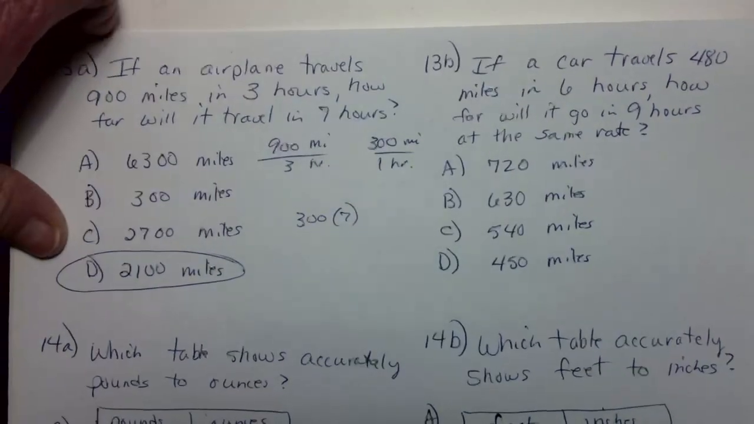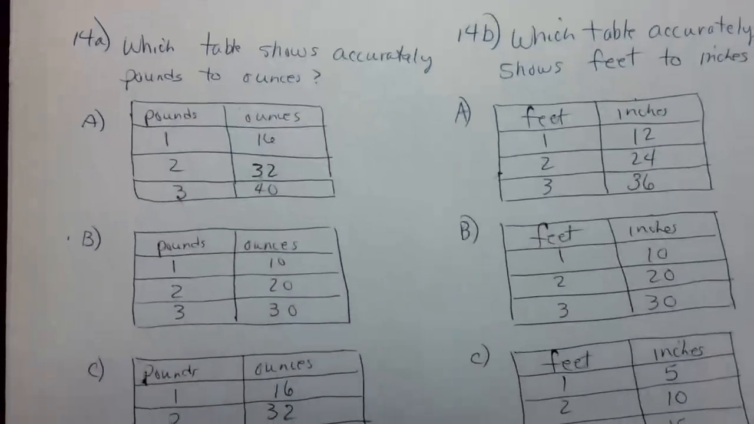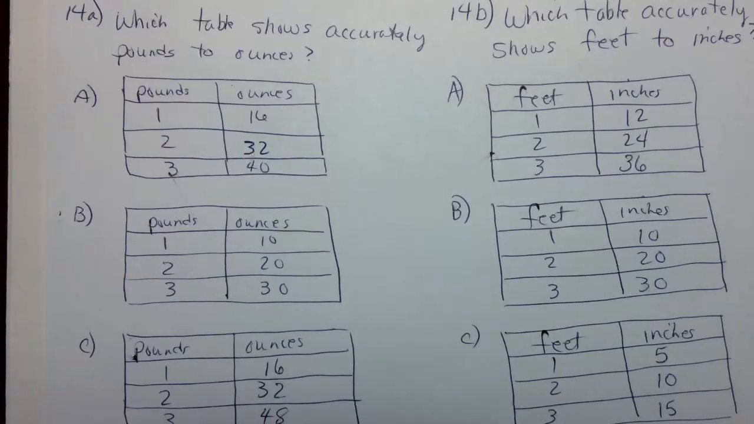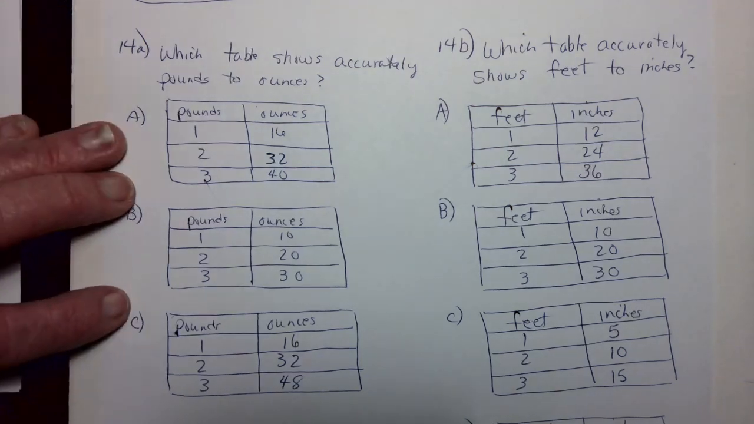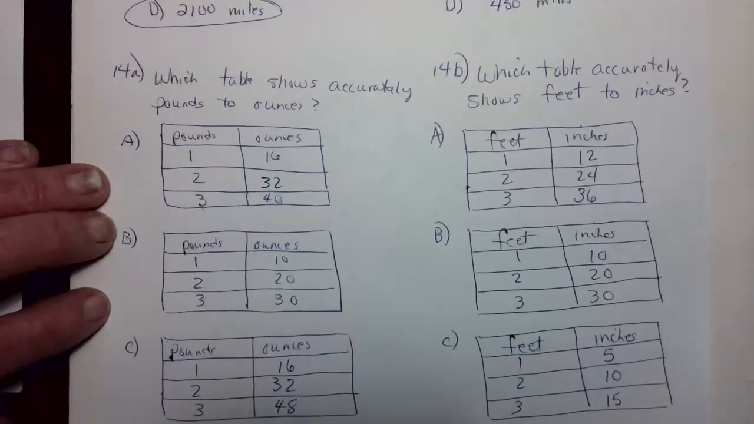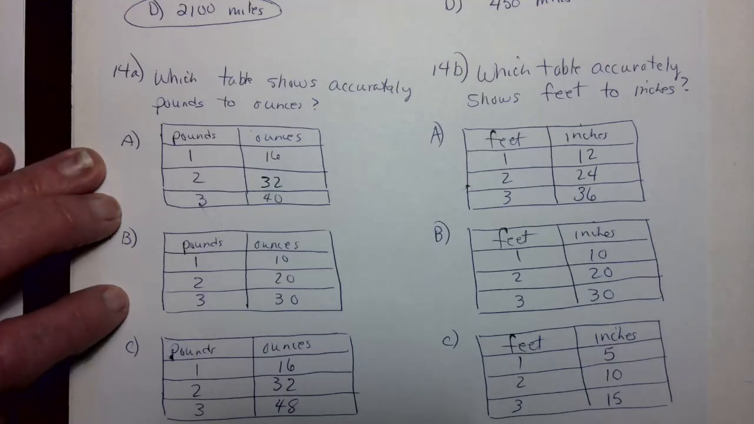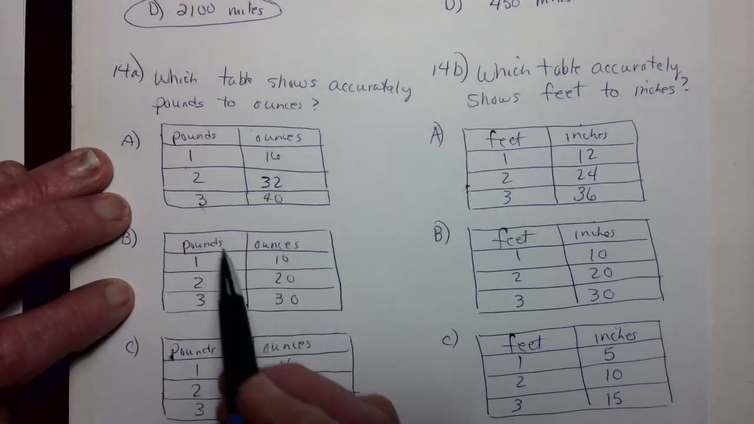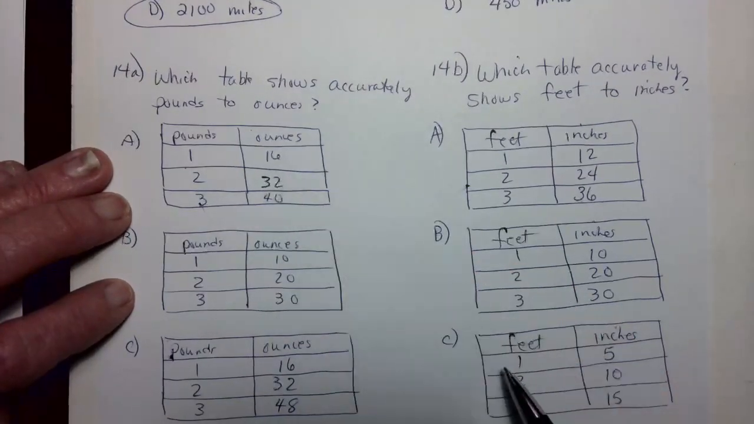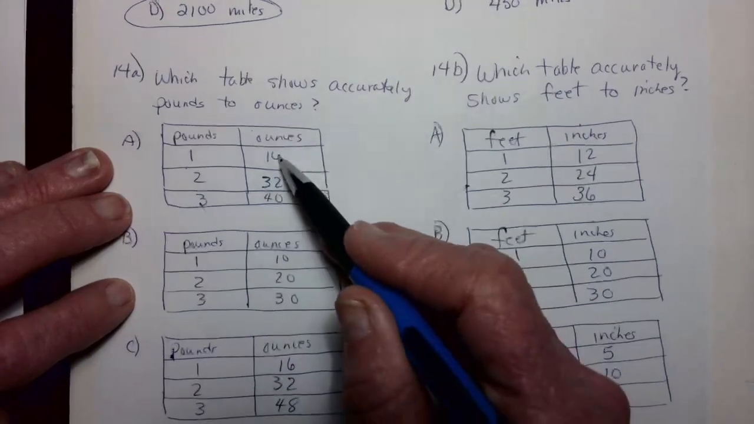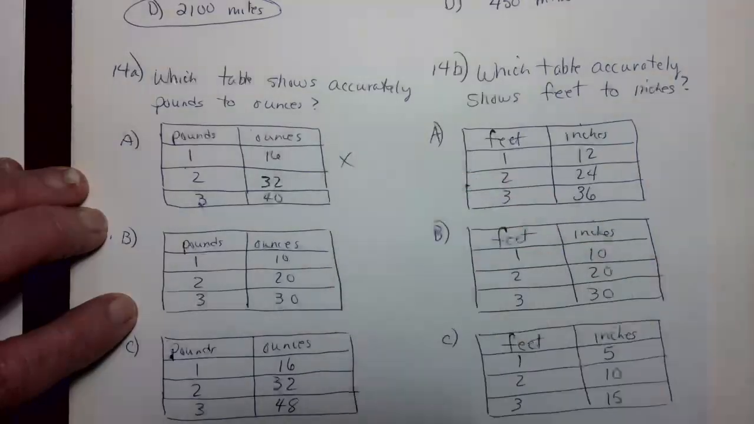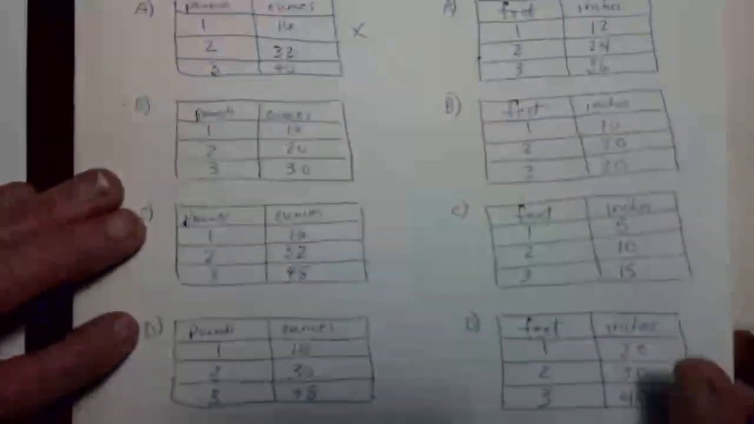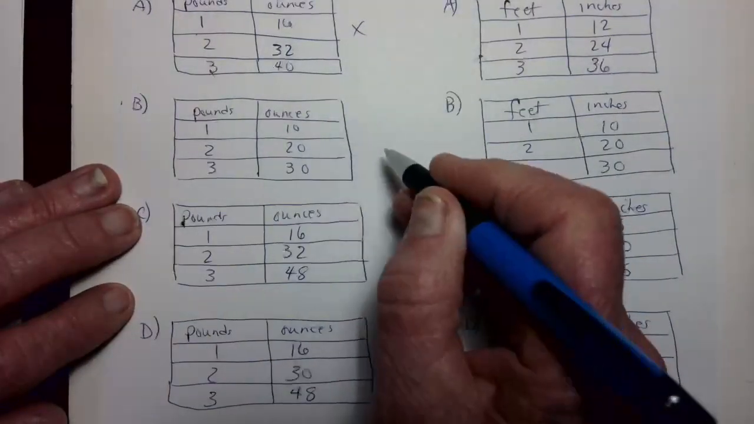All right, this next problem takes a lot of room. So I'm going to have to zoom out a little bit and get all this on here, if I can. We'll just check each table one at a time. Which table shows pounds to ounces? 1 is 16. 2 would be double that, 32. 3 would be triple that, which would be 48. So it's not this one, not that one. 1 is 6. Oh, that one's wrong.